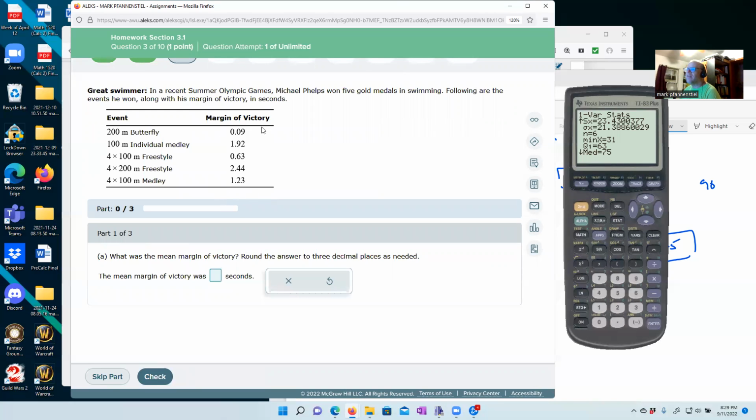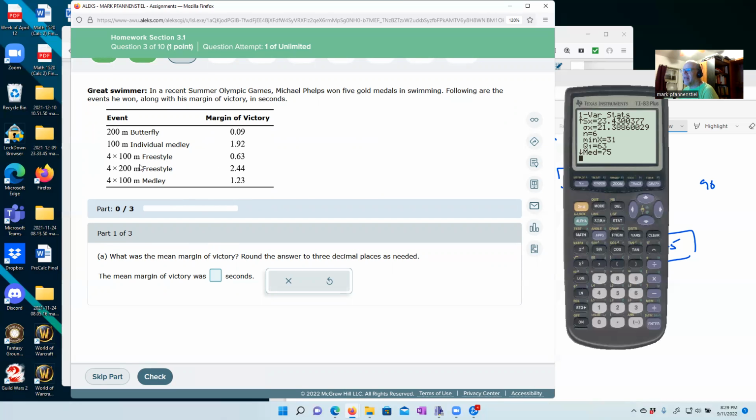So each one of these is its own independent thing. These are the events he won, along with the margin of victories in seconds. So I think each of these is a single observation. Notice they have 4 times 100 miles freestyle here, 100 meters, not miles. 4 times 100 meter freestyle.